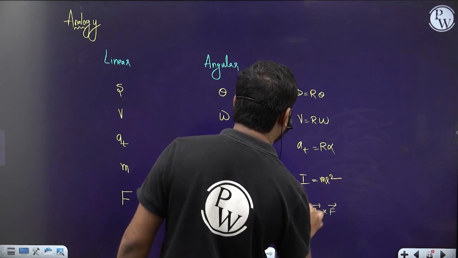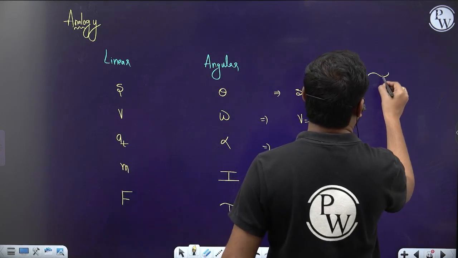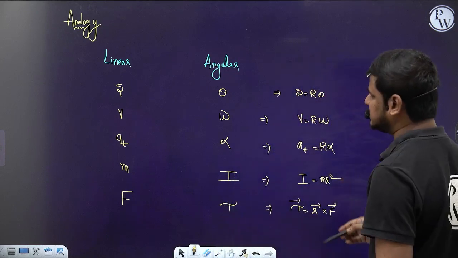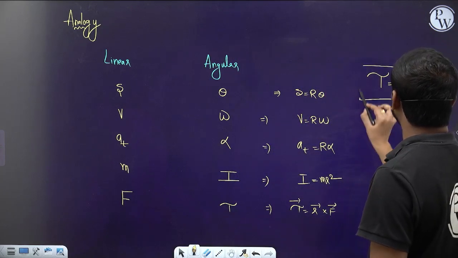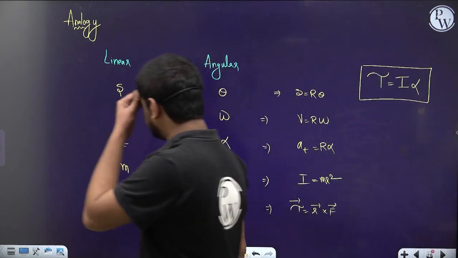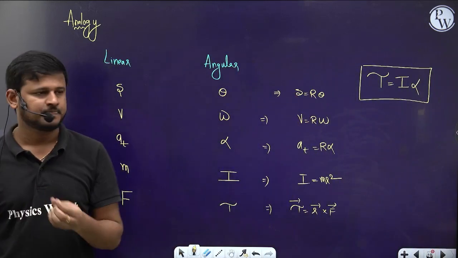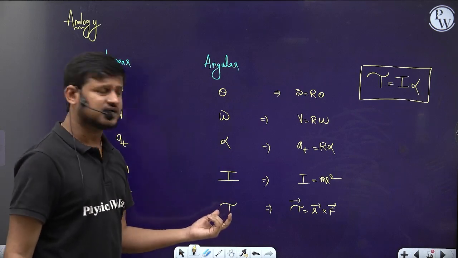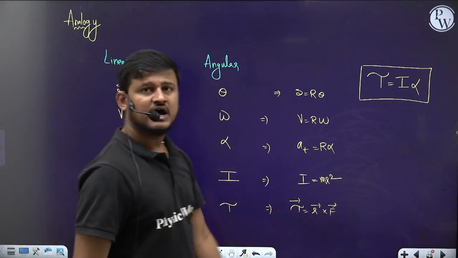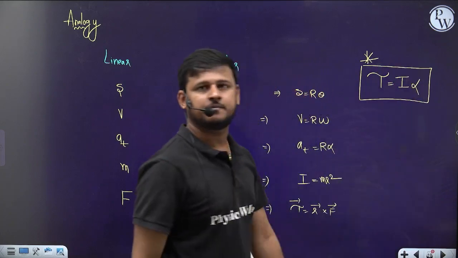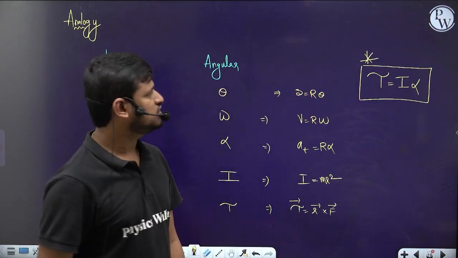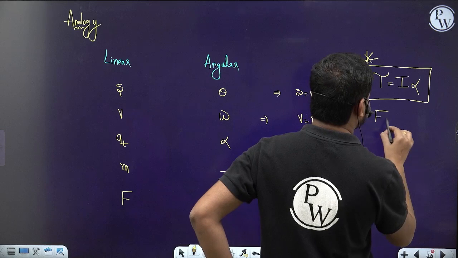Now one more relation between tau and the angular acceleration, that is tau is equal to I alpha. This relation you should also remember. Tau is equal to I alpha. Clear? Understood guys? This is one more relation you should remember. Done. This is simply like F is equal to ma.